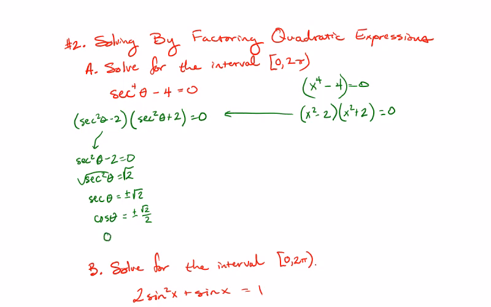Theta then, from 0 to 2 pi, would be pi over 4, 3 pi over 4, 5 pi over 4, and 7 pi over 4. Those would be your 4 answers in the interval from 0 to 2 pi for that factor. Then we've got to do this one. Secant squared of theta plus 2 equals 0. Subtract 2, we get secant squared of theta equals negative 2. Square root.